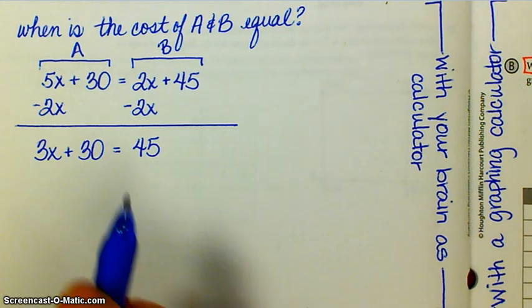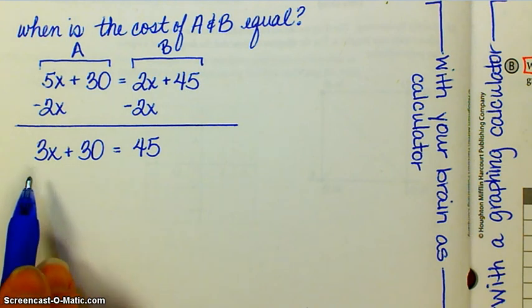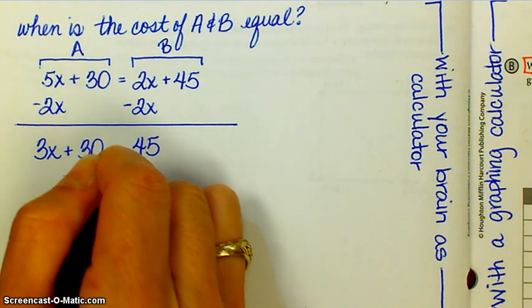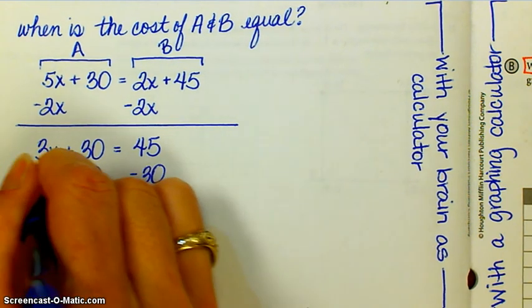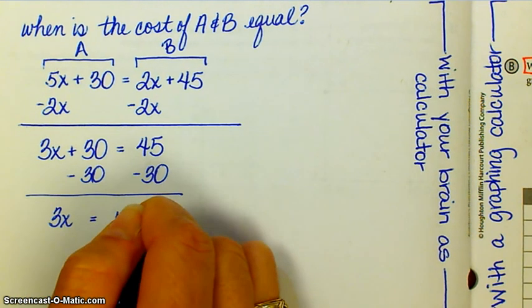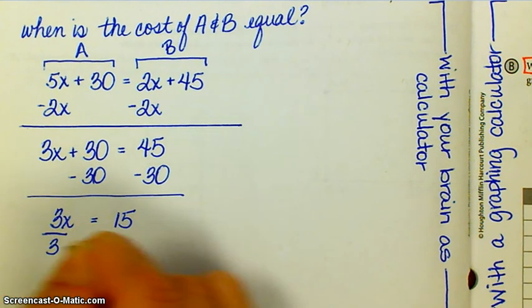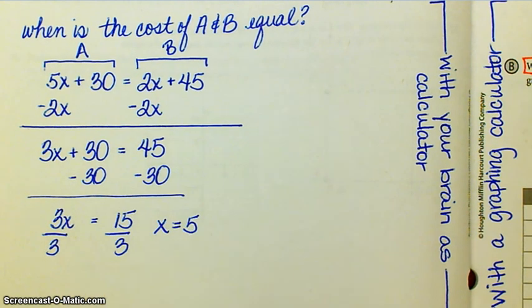All right, I'm going to move the 2x to the other side of the equal sign by subtracting. After I do that, I have 3x plus 30 equals 45. Then I'm going to move the 30 to the other side of the equal sign by subtracting. And I get 3x equals 15. Divide both sides by 3. And I get x equals 5. Which is what I got when I did the same thing on the graphing calculator. The place where the two lines intersected was at x equals 5.